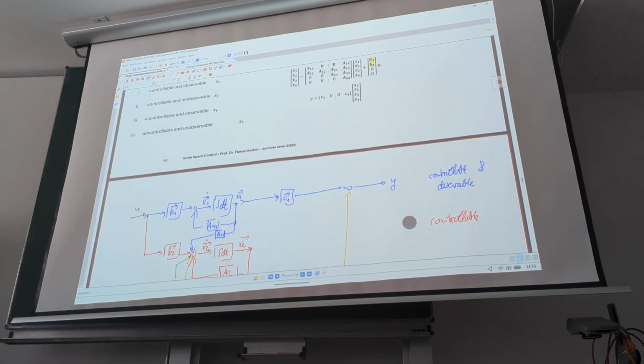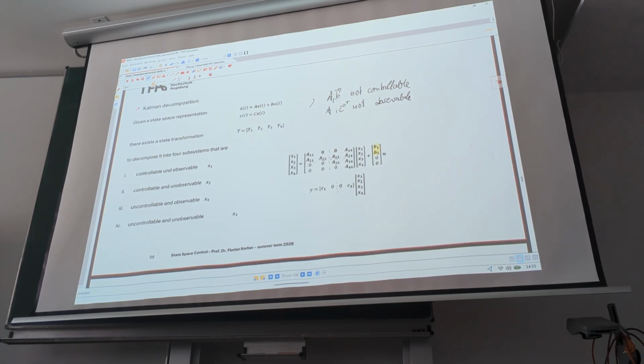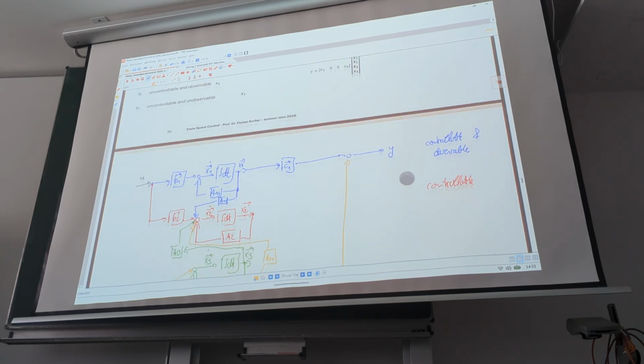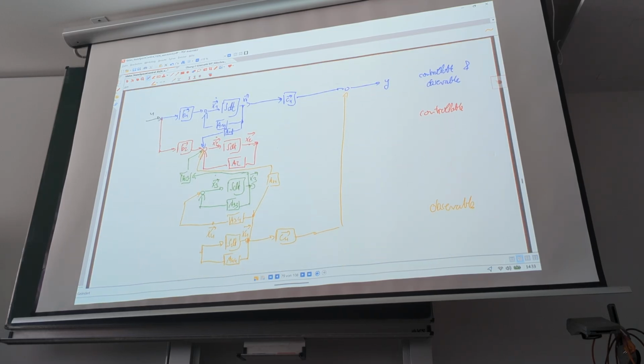And this is the final Kalman decomposition, which basically shows all the workings of these two properties. Okay.